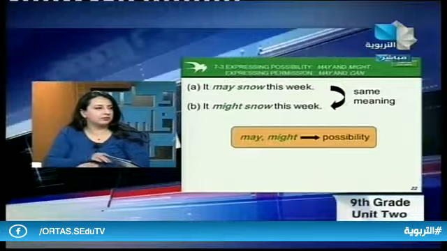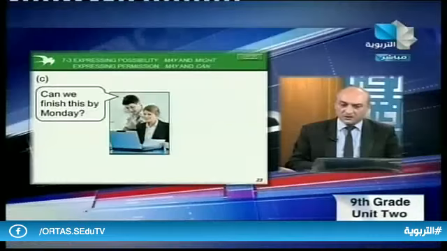May and might express possibility. We use them to say that it is possible. It may rain because we have clouds. It is possible to snow this week. But it might rain because it's sunny, for example. The possibility is less. Okay. Thank you.